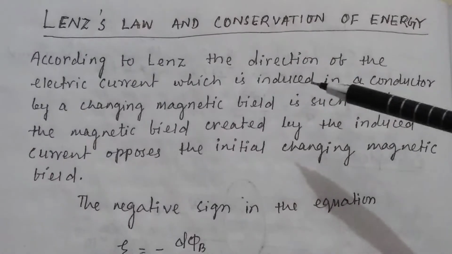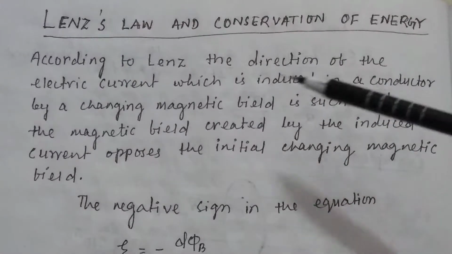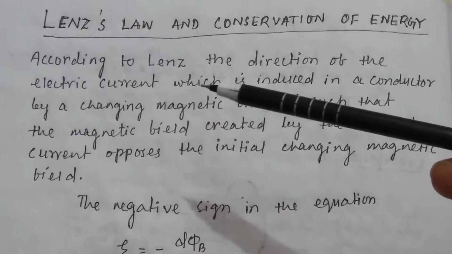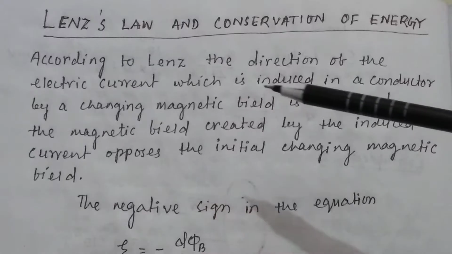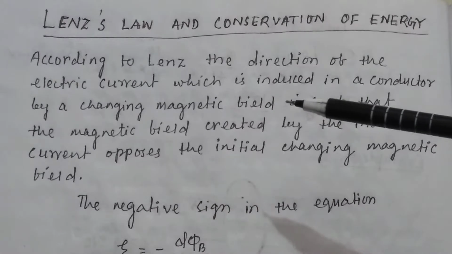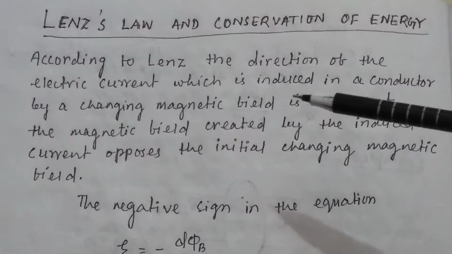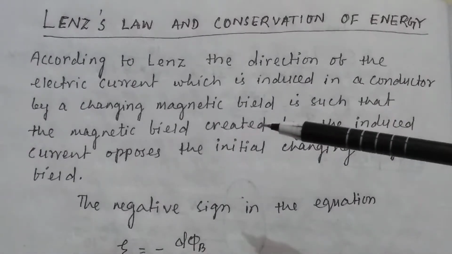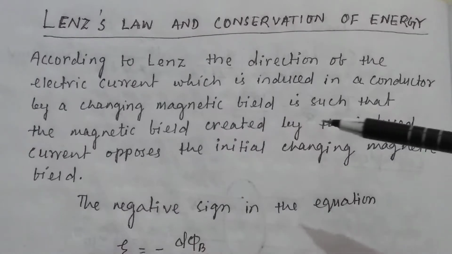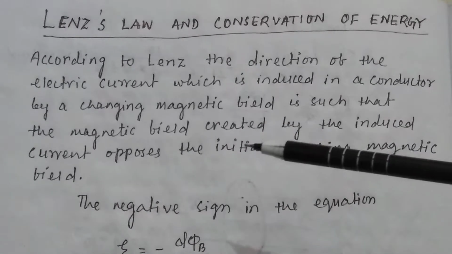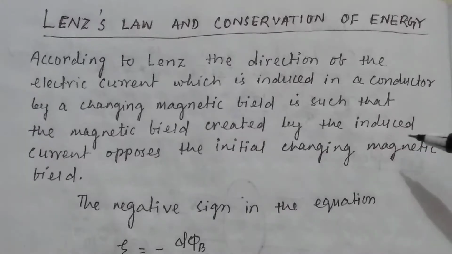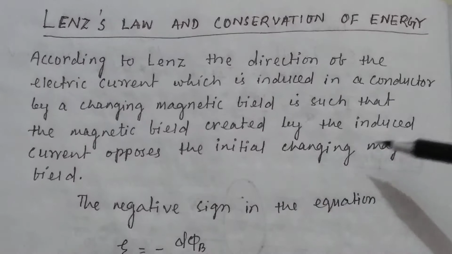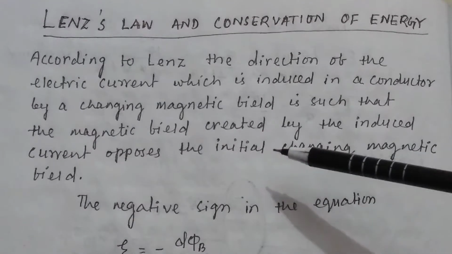Lenz's law and conservation of energy. What is the statement of Lenz's law? According to Lenz, the direction of the electric current which is induced in a conductor by a changing magnetic field is such that the magnetic field created by the induced current opposes the initial changing magnetic field.